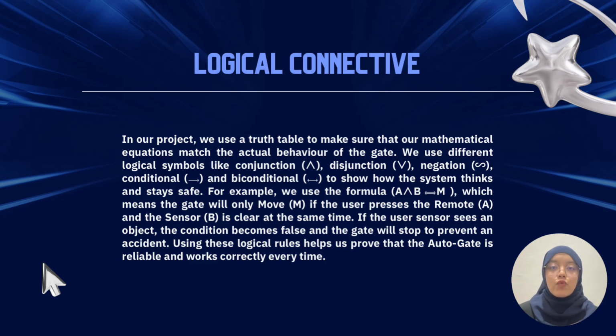For example, we use the formula of A and B is equivalent to M, which means that the gate will only move, M, if the user presses the remote A and the sensor B is clear at the same time. And if the sensor sees an object, the condition becomes false and the gate will stop to prevent an accident. So by using these logical rules, it helps us prove that the AutoGate is reliable and works correctly every time.